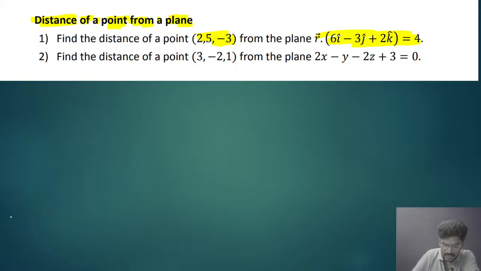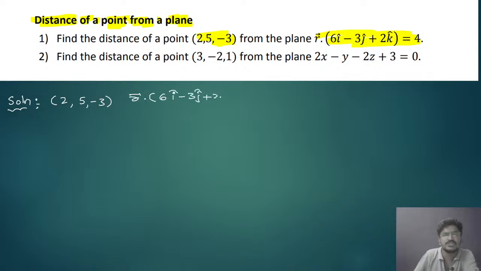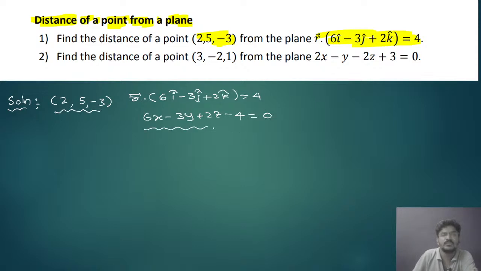I will take the vector form to the Cartesian form. First you see what is the point. Point is 2 comma 5 comma minus 3 and the plane is vector r dot (i cap minus 3j cap plus 2k cap) equal to 4. If I write it in Cartesian form, it will be x minus 3y plus 2z, take 4 on this side, minus 4 equal to 0. Now this is the point and this is the plane. So from this, write the distance formula.